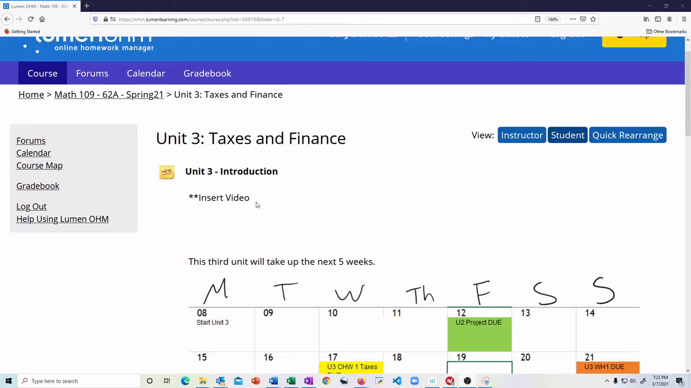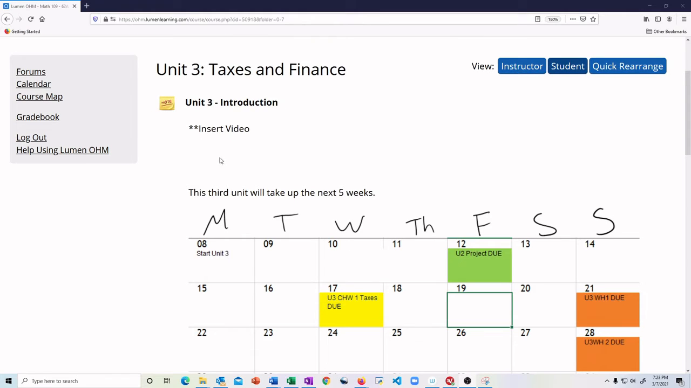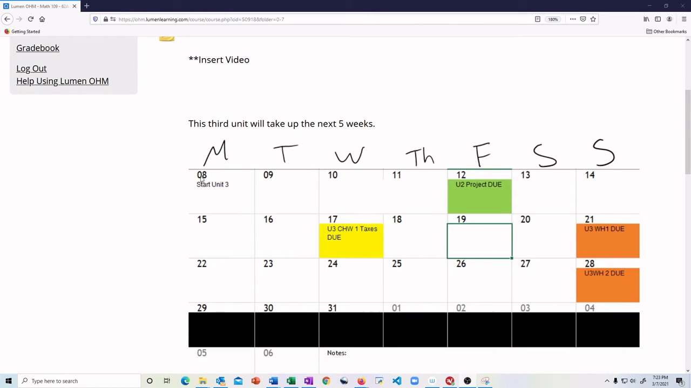In this video, we're just going to quickly go over what this unit is about, what the timeline looks like, all that stuff. So we're going to start here. This is March 8th, and then you still have your Unit 2 project due the 12th. I remember I pushed that back, so if you haven't finished that, you can still finish that up. But we're going to start the timer on the Unit 3 stuff right now.